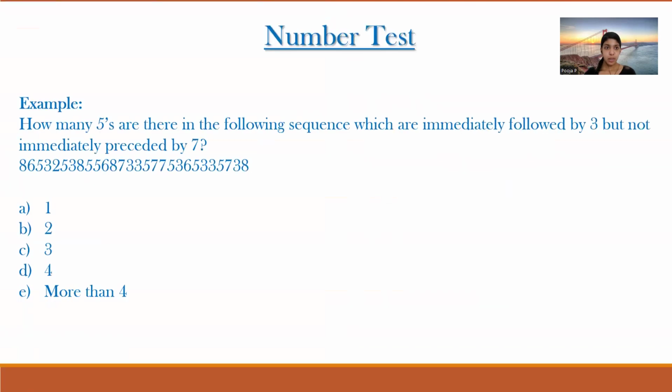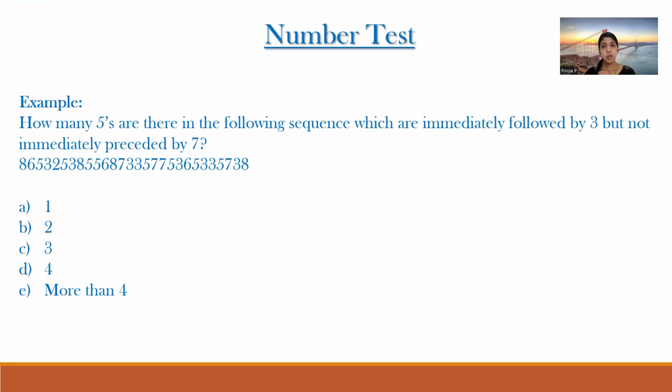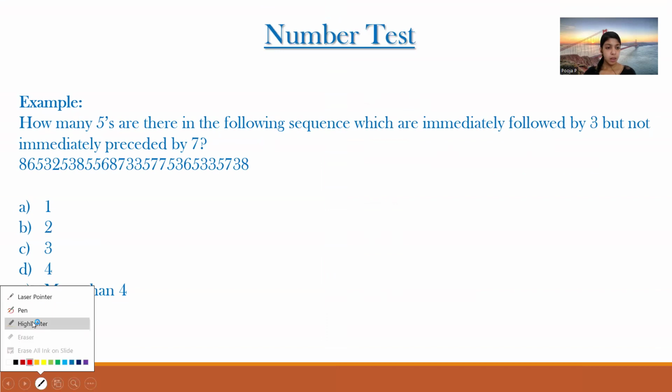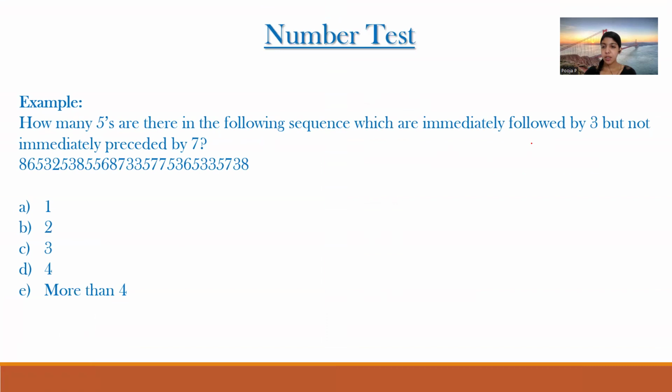Coming to the number test, you have questions where a sequence of numbers is given and you are supposed to find a particular number from the sequence which follows certain conditions. In our example, how many fives are there in the following sequence which are immediately followed by 3 but not immediately preceded by 7?